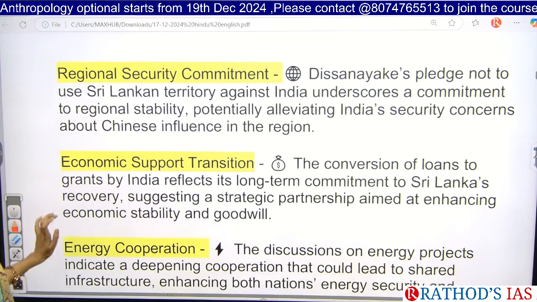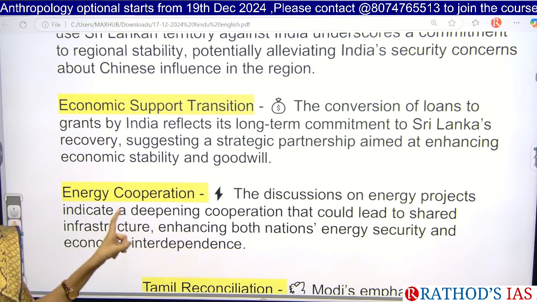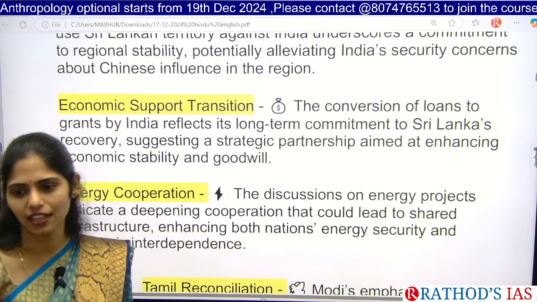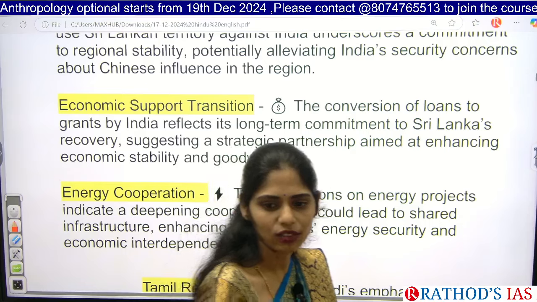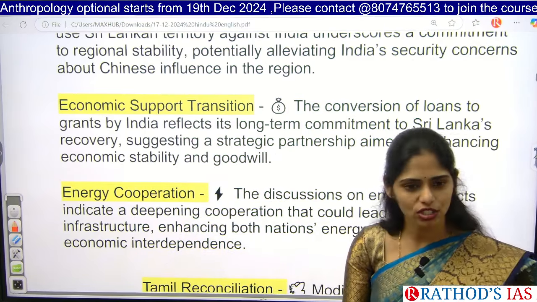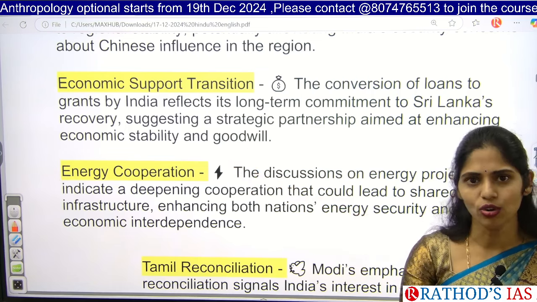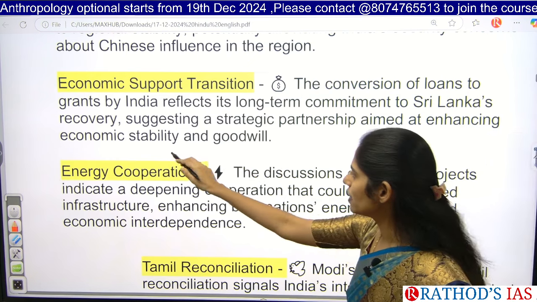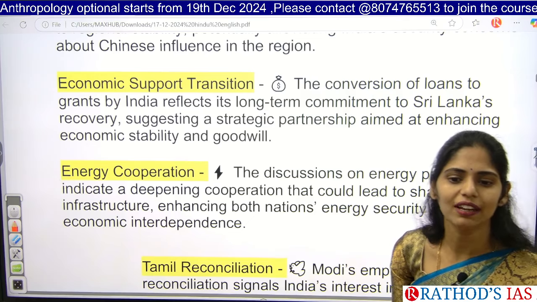And next one here is conversion of loans into grants by India. That will be helpful for Sri Lanka's recovery because it's already in an economic crisis. It is already in this debt trap. If no country comes forward to help Sri Lanka, then what happens? That will lead to disruption of trade because we are now in the globalization era. So whenever India converts those loans into grants, it will be economically very helpful for Sri Lanka, as well as for its economic stability, and goodwill and soft power can be increased.